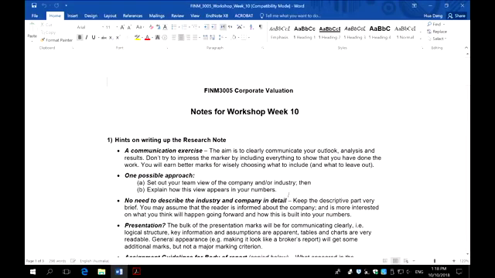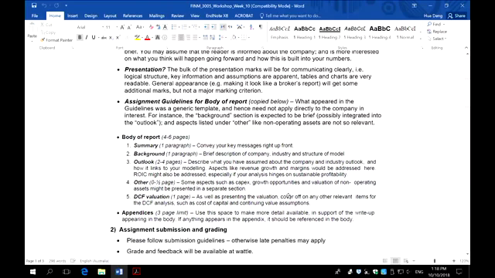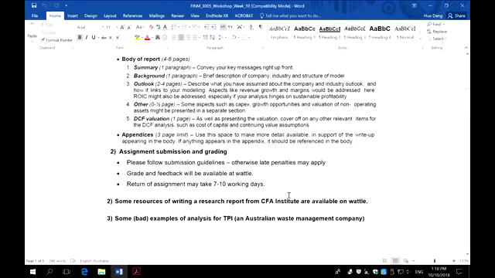In the workshop notes and also in the assignment guidelines, I do provide a guide in terms of structuring your research report. It's only a guide. It doesn't mean that you have to write your research report in this order or in this way, or that you are required to include all of the sections in the list here. So it provides you guidance.